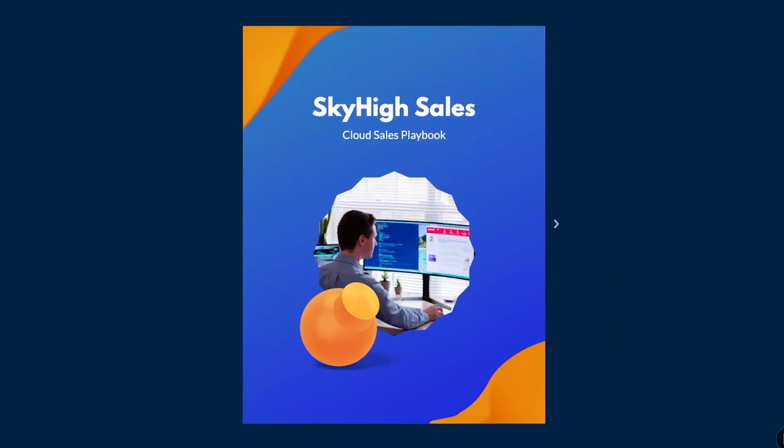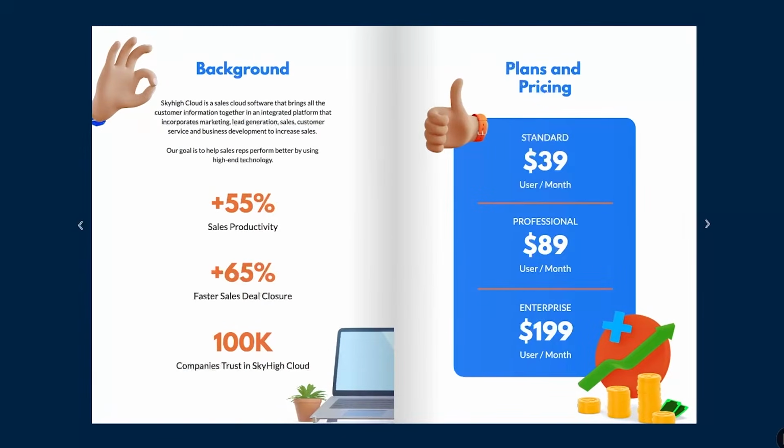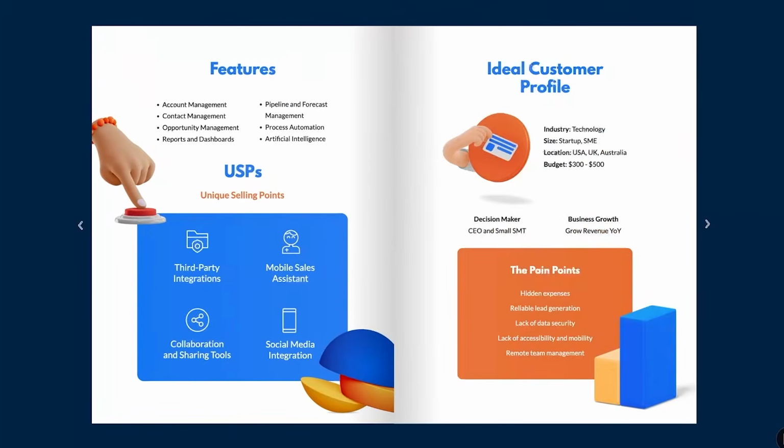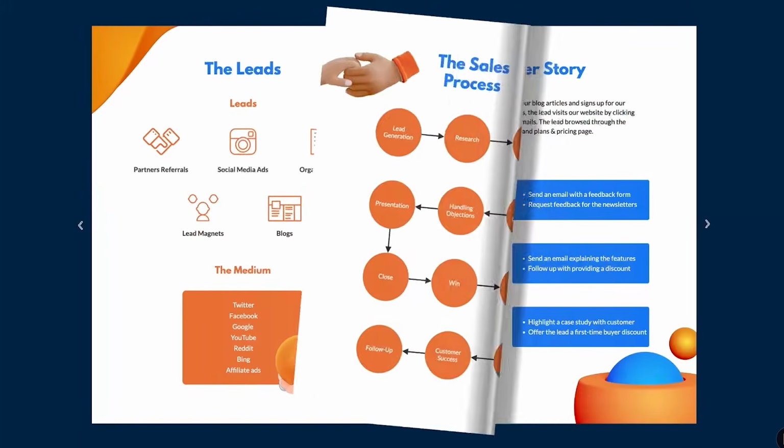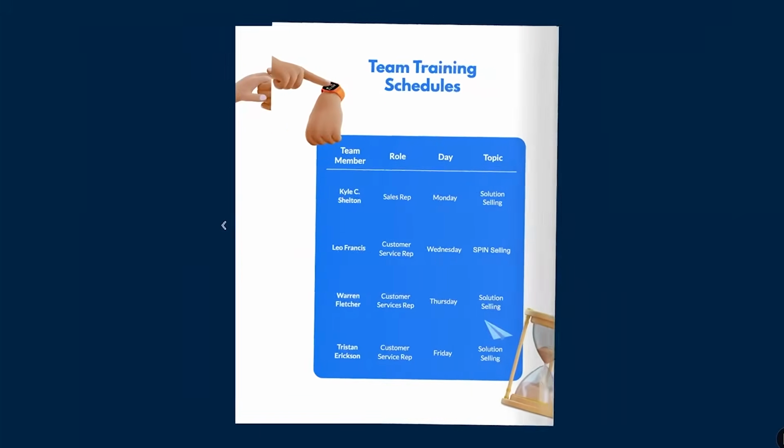Now look at this sales playbook. All the pages have 3D illustrations to accompany the text. In this case, the illustrations aren't telling the story on their own. They're decorative material for what's being explained on the pages.